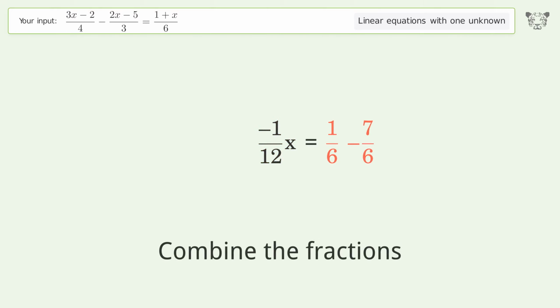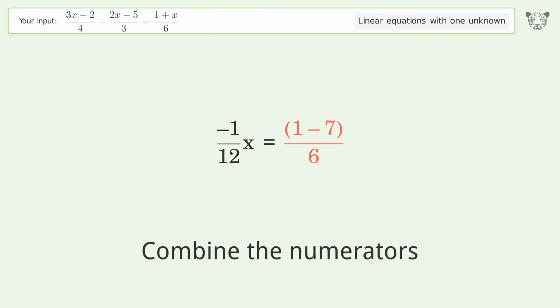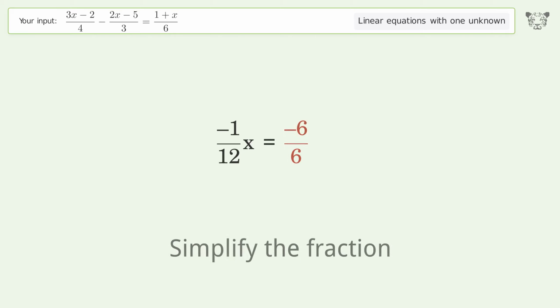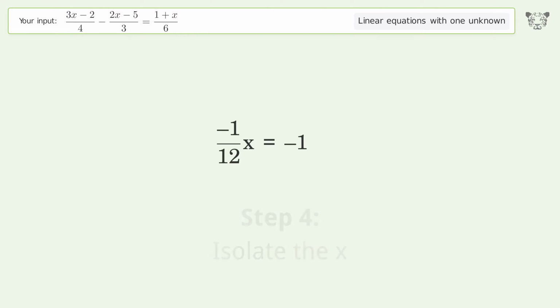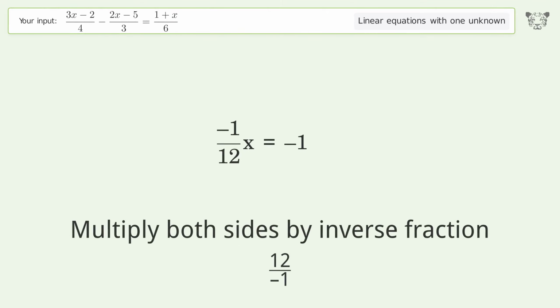Combine the fractions. Combine the numerators. Simplify the fraction. Isolate the x. Multiply both sides by inverse fraction 12/-1.